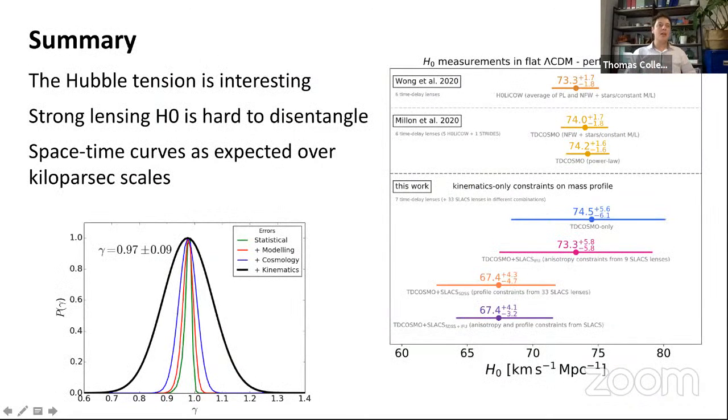So that's my summary. The Hubble tension is interesting. Right now, the measurements from strong lensing and the Hubble constant are a little bit up in the air. I personally would say you're best with this pink and blue one, but that does mean quite big error bars. And interestingly, space-time curves, as you would expect from GR, over kiloparsec scales. Thank you.